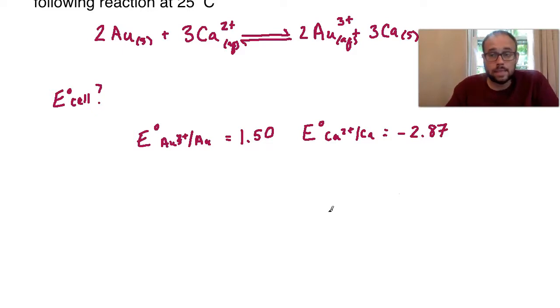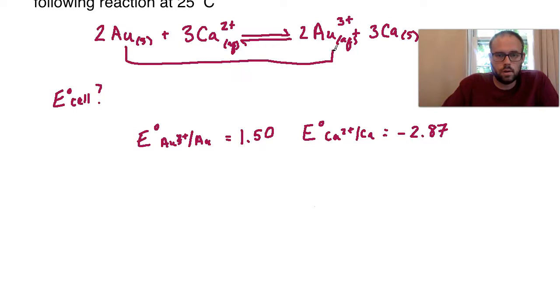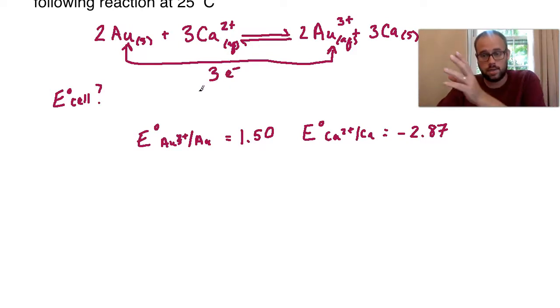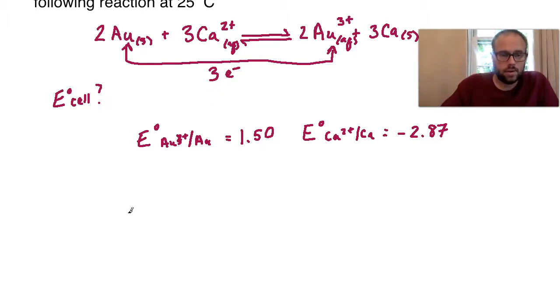So again, I need to keep in mind what is the cathode and what is the anode in this case. So when I'm looking at it, I can say gold solid goes to gold 3+ ion. So that is a loss of 3 electrons. Okay, that would mean that gold is the anode and calcium is the cathode because gold is being oxidized. Oxidized is anode, reduced is the cathode. Okay, so the calcium value needs to come first in the E cell.